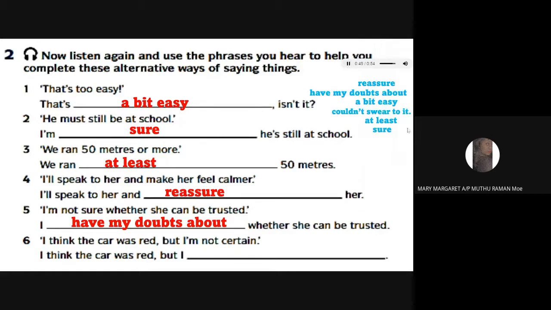I think his coat was black, but I couldn't swear to it.